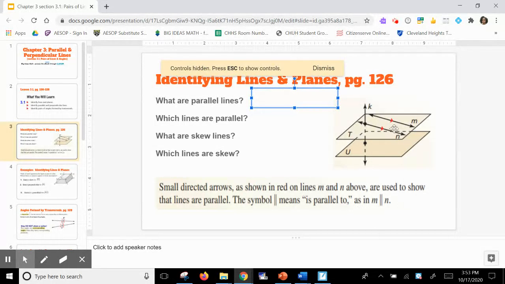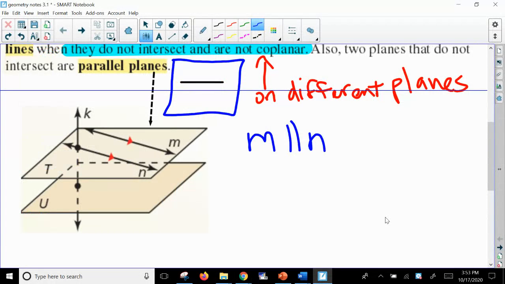Also on the diagram, pay attention to the little red arrow marks, these right here. Anytime you see that in a diagram, that indicates that you have lines that are parallel. So line M is parallel to N. They do not intersect. They are both lying on the same plane, on plane T. So think of plane T as your flat sheet of paper, and both lines M and N are laying on it. So they are parallel, okay? Those are parallel lines.